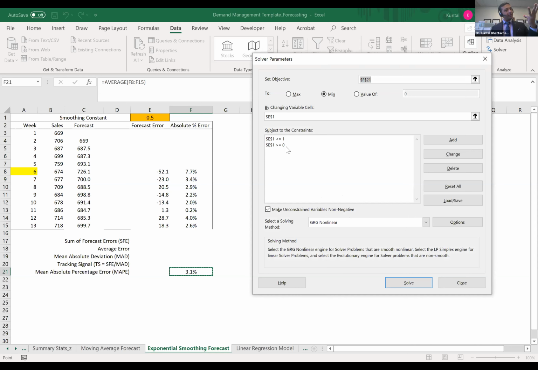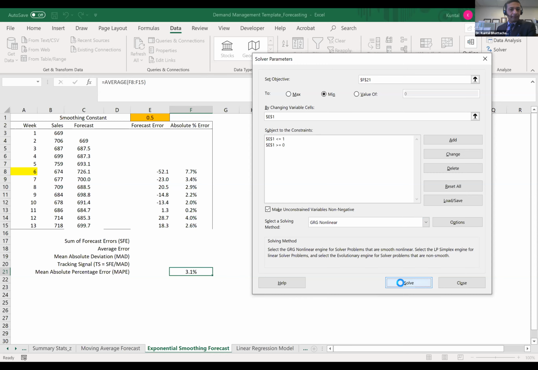So again, three parts to the optimization process. What is my objective? What do I want to do with that objective? I want to minimize it by changing a certain variable. In this case, it's the smoothing constant. I want Excel, the power of this software, to optimize that value so that my overall MAPE is minimized. And oh, by the way, that smoothing constant can't take any possible value. I am constraining a certain set of values that should be used in the decision-making process.